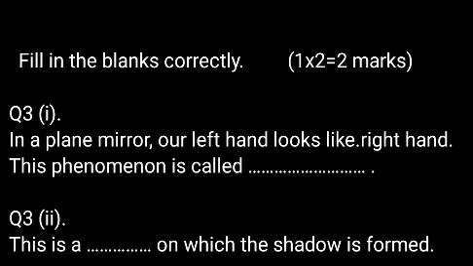Then question number 3, part 2. This is a dash on which the shadow is formed. So this is a dash. In the dash you have to write the correct word which is required to fill this blank on which the shadow is formed. If you write it correctly, you will get 1 mark.